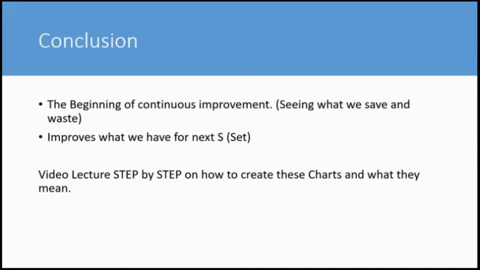So, to conclude, this is also known as the beginning of the continuous improvement, basically seeing what we save and seeing what we waste. This also improves for what we have for our next S, which is set. Anyway, there's a video lecture step by step on how to create these charts and what they all mean and how the numbers affect them.